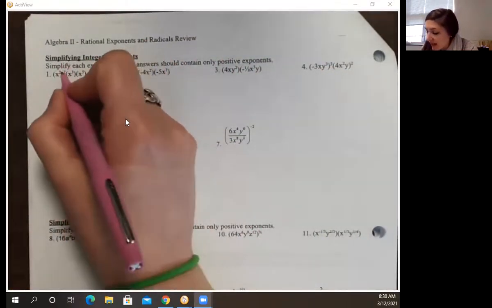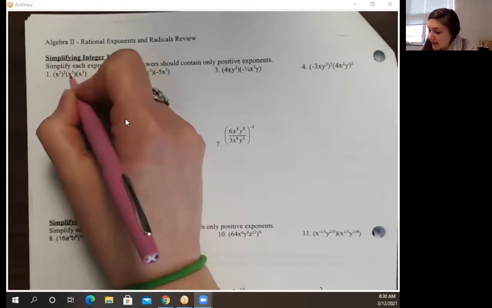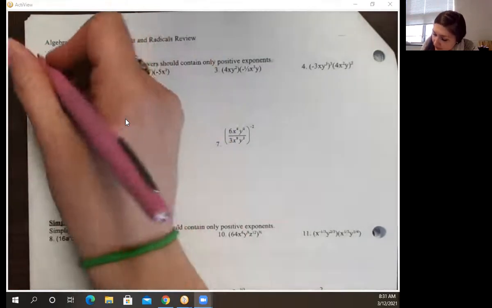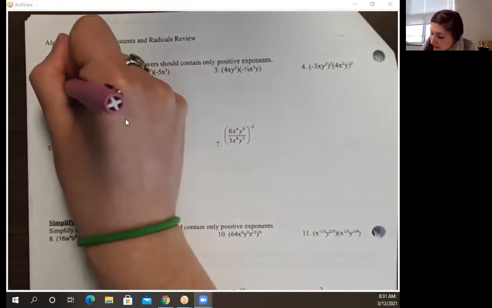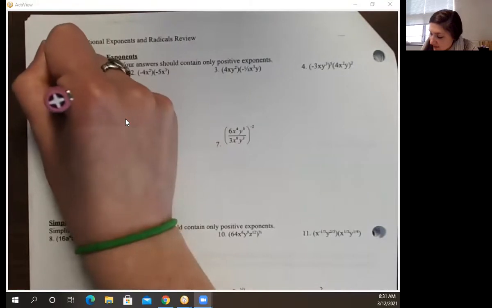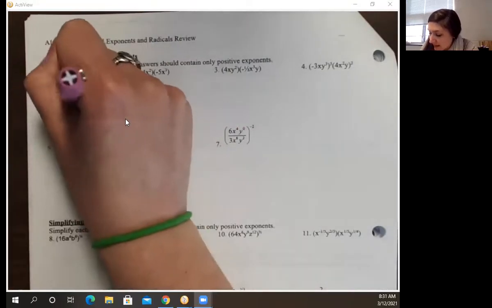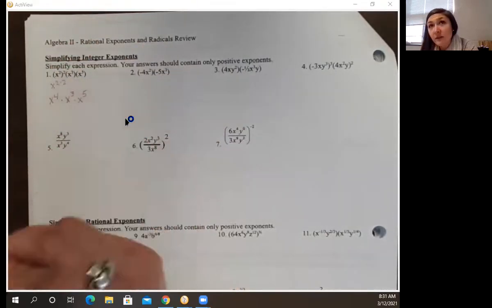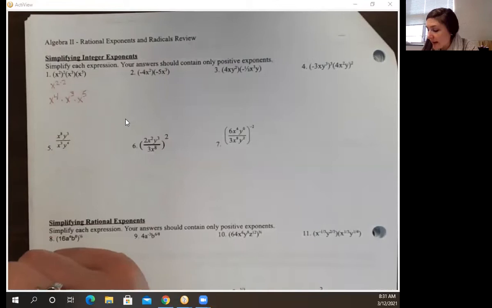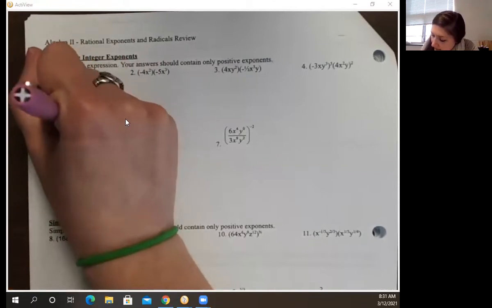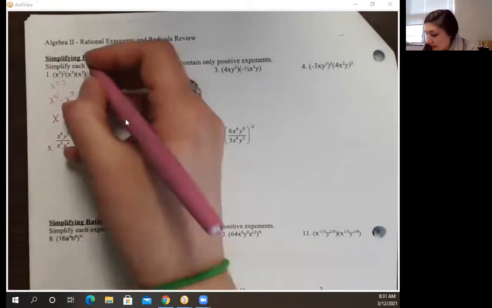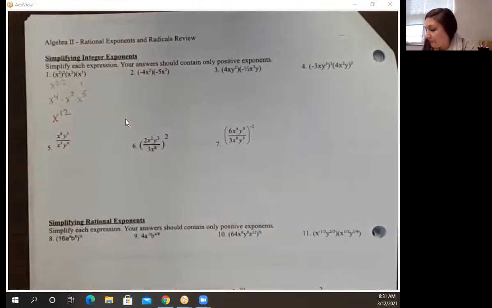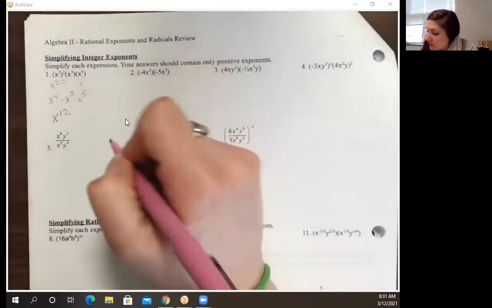So for number one, I've got x squared to the second power times x cubed times x to the fifth. I have a power to a power, so that means I need to multiply those exponents. So for this first term, I have x to the fourth times x cubed times x to the fifth. Now that I'm multiplying terms that have the same base, I'm going to combine them by adding their exponents. So this would be x to the 4 plus 3 is 7, and 7 plus 5 is 12. X to the 12th.